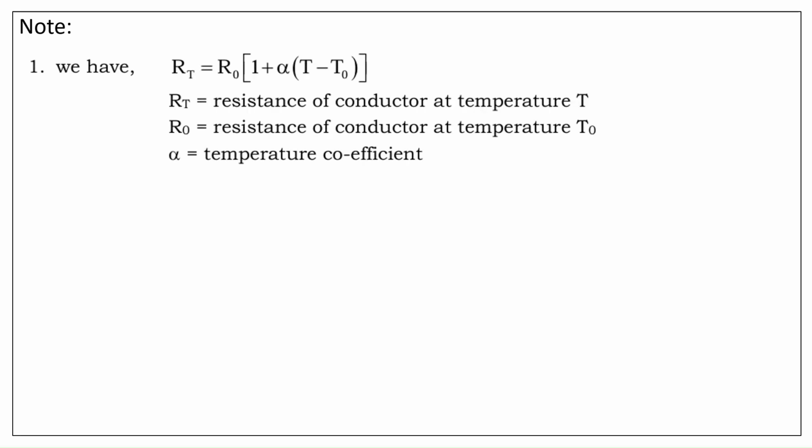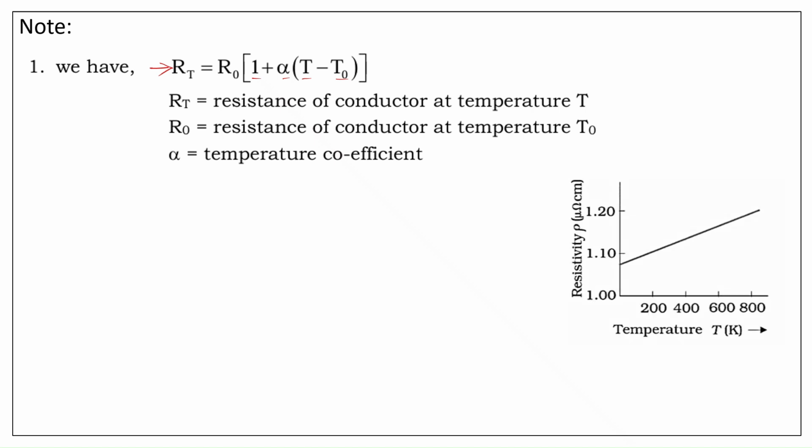Note 1. We have RT is equal to R naught into bracket 1 plus alpha into T minus T naught, where RT is the resistance of the conductor at temperature T, R naught is the resistance of the conductor at temperature T naught, and alpha is the temperature coefficient.